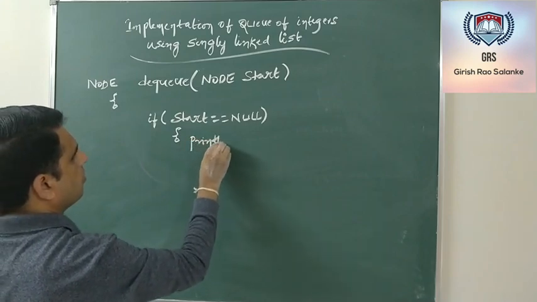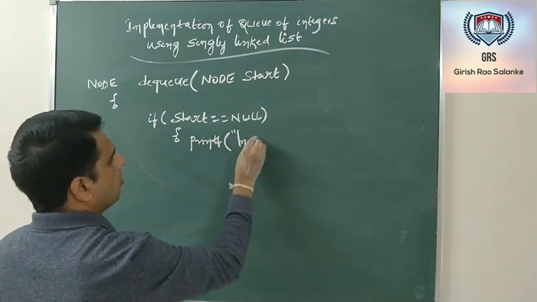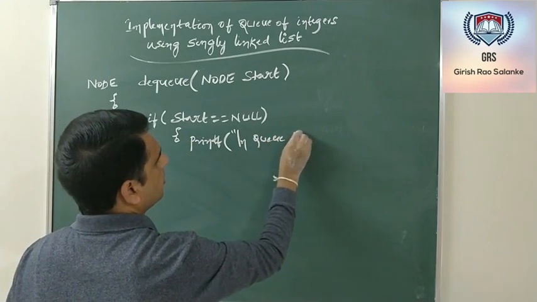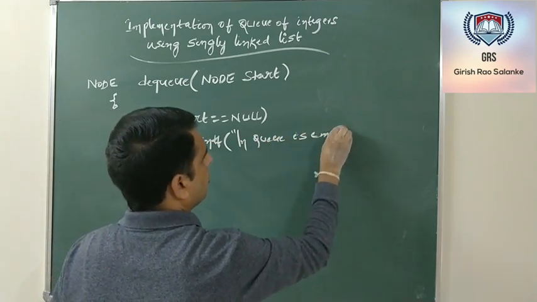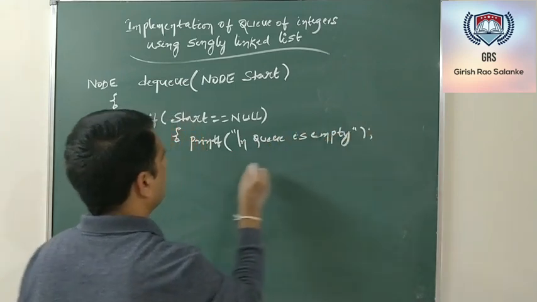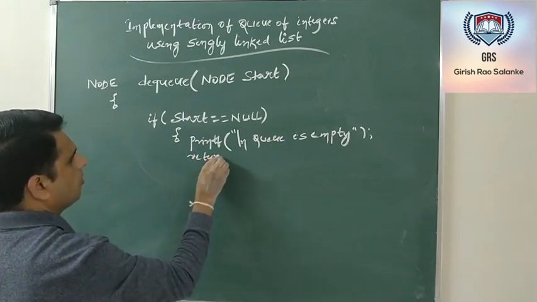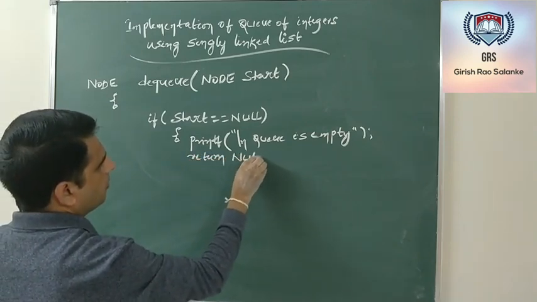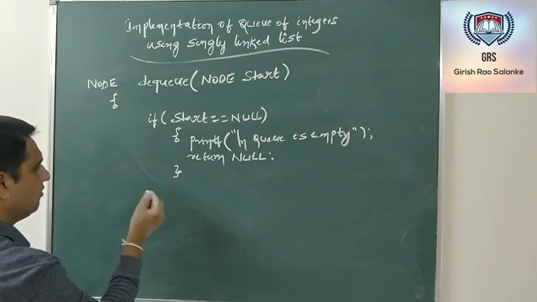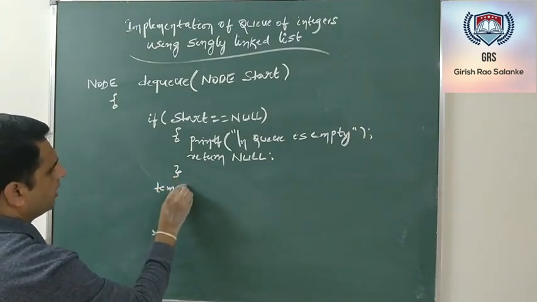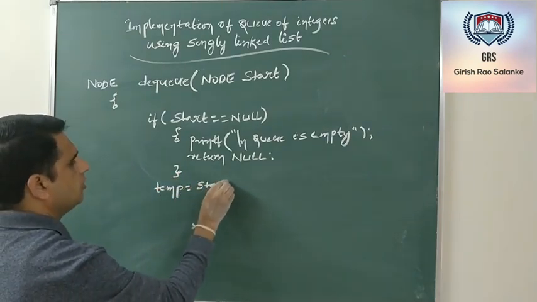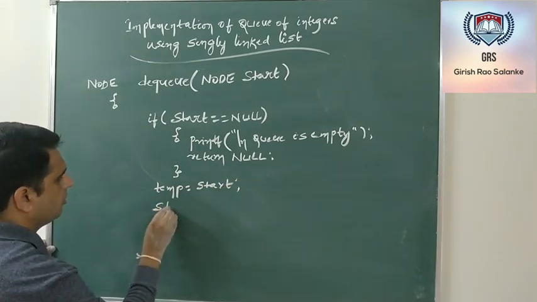printf, queue is empty. Return null. If not, make temp hold the address of the first node. Temp is equal to start.